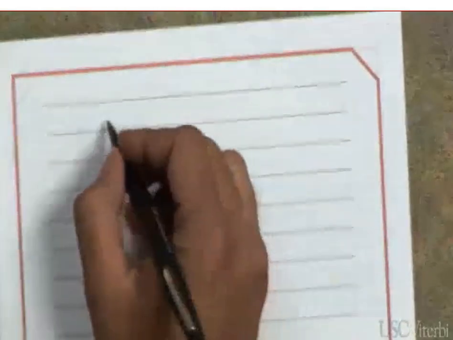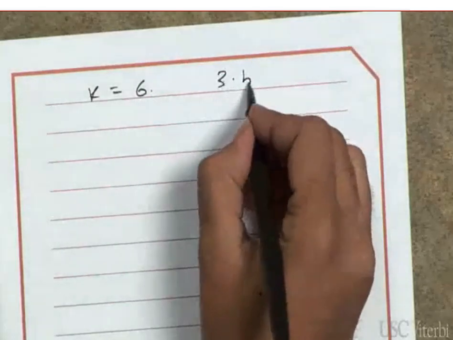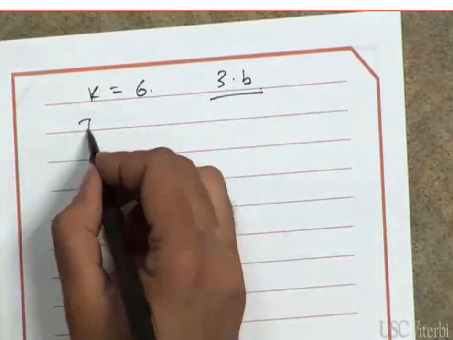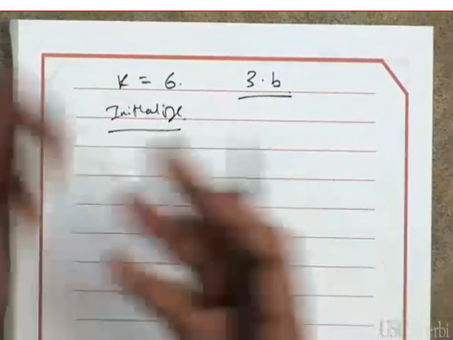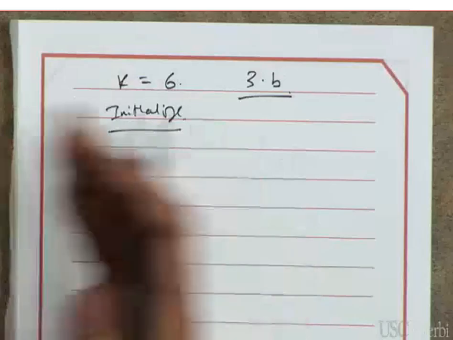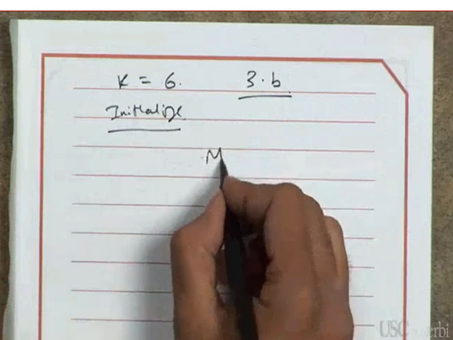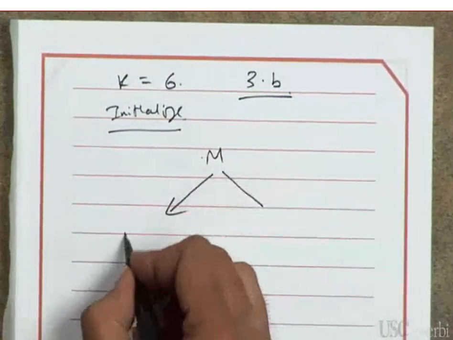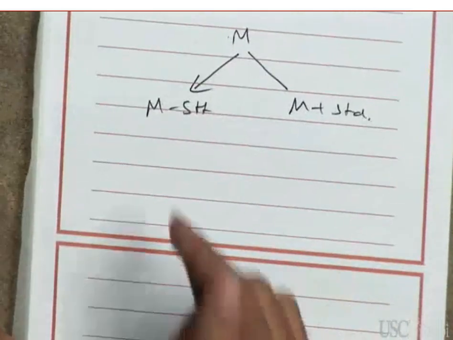Now, what if k is equal to 6, like in 3b? How do you initialize? For 2, it was easy, right? Take the mean, subtract the standard deviation, and initialize, right? For k equal to 6, any ideas? Do the same thing. Right? Then I get 2 clusters, right?